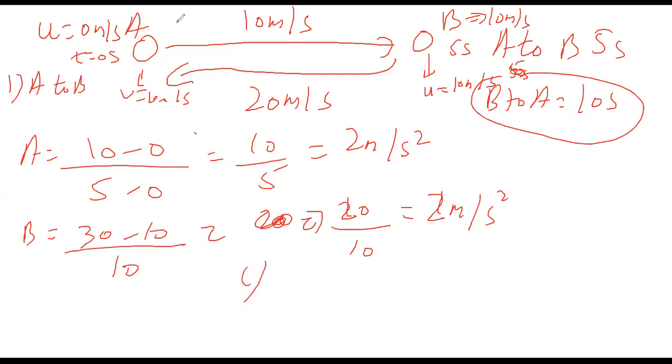And part C, for the whole journey, the speed is what? 30, because it was 10 and it increased from 10 to 20 more. So it's 30 meters per second and total time was what? 10 plus 5, 15. So it's 2 meters per second square. Is this clear to everybody? Is this clear? Okay.